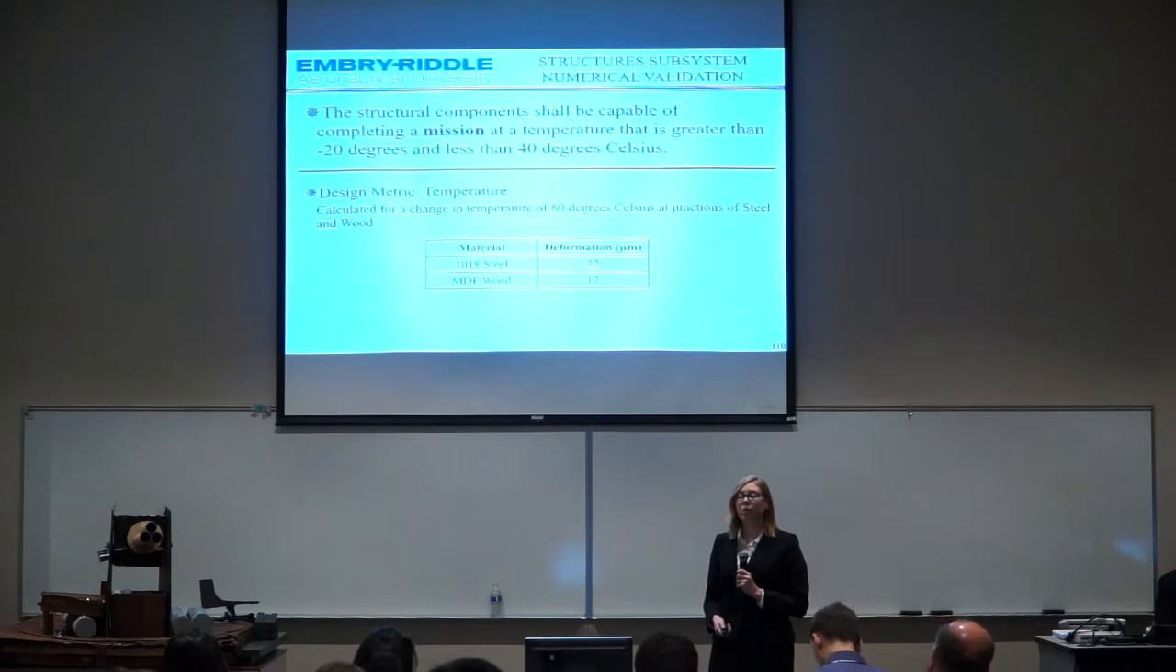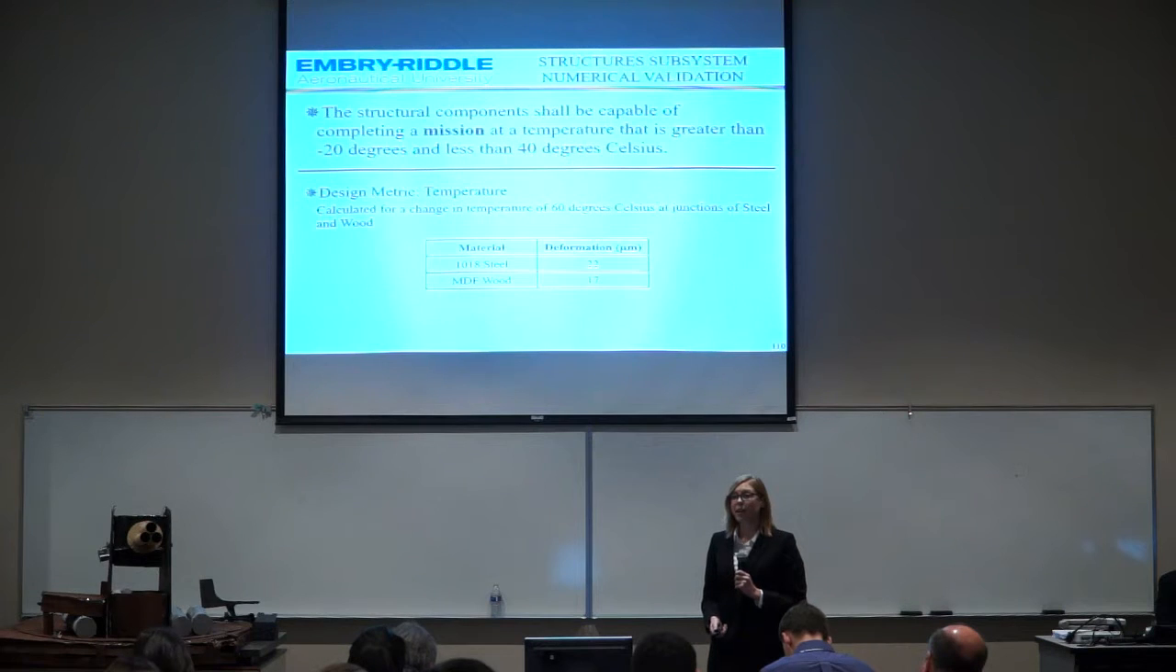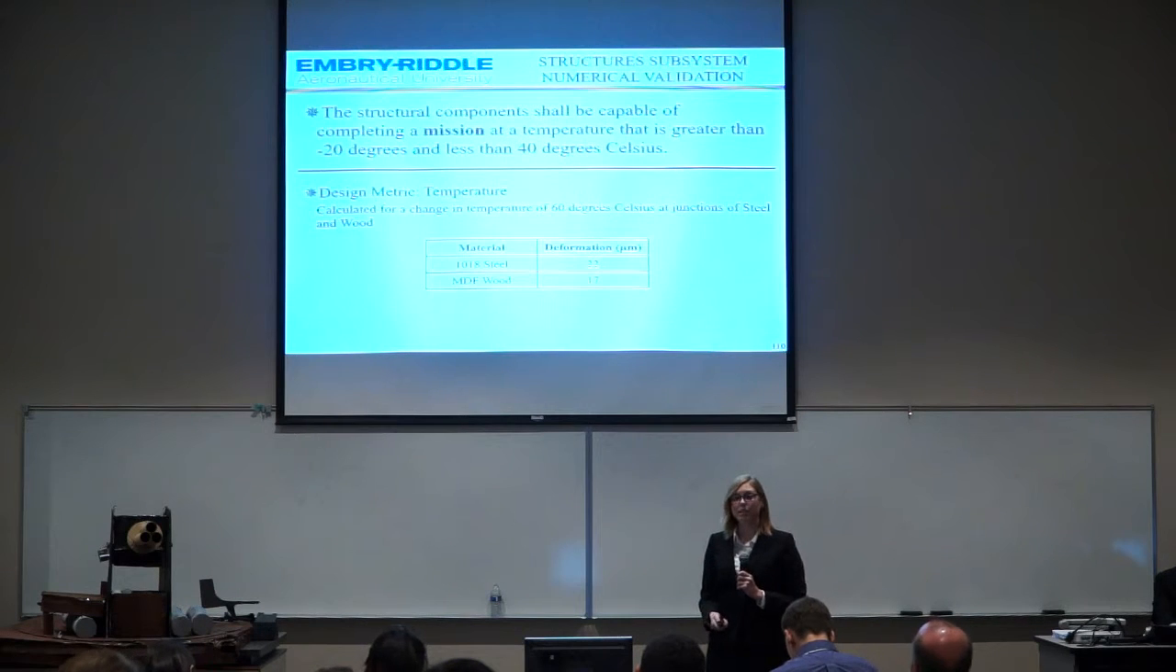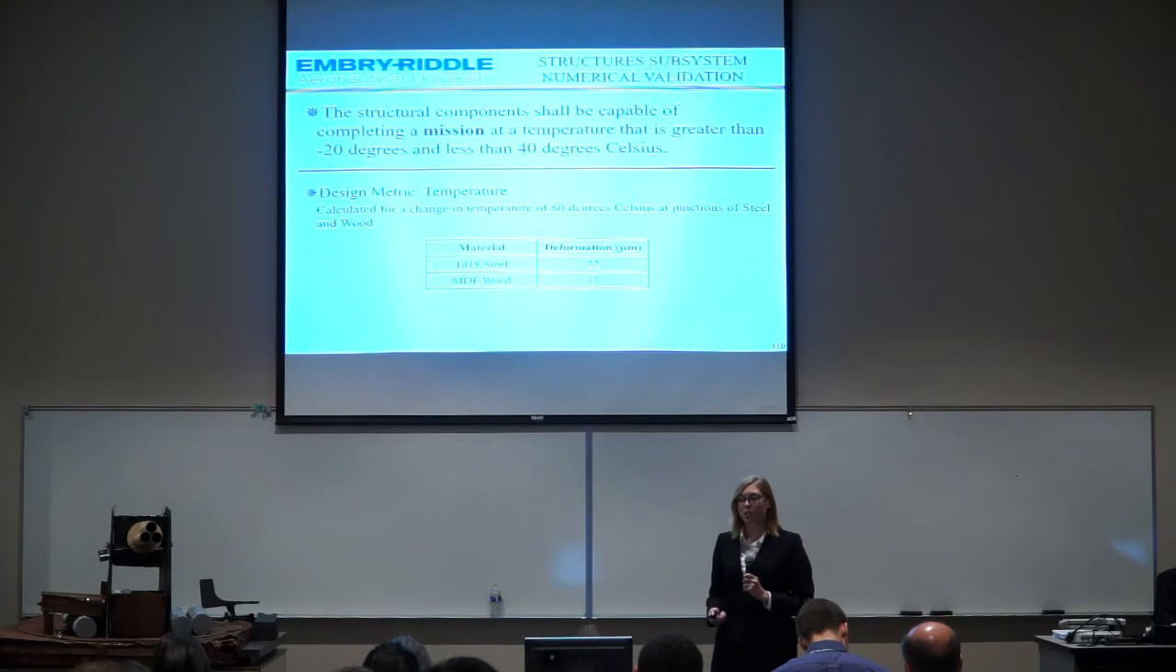Next, the structural components shall be capable of completing a mission in a temperature that is greater than -20 degrees Celsius and up to 40 degrees Celsius. The first thing we will look at is the temperature-induced deformation in steel and wood. Over a 60-degree temperature change, the max that the steel will deform is 22 micrometers and wood 17 micrometers. This difference of 5 micrometers will be taken into account during our machining tolerances and therefore will not impede the functionality of the structure.